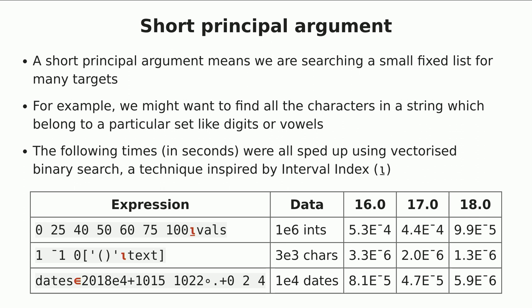And here's another case. I have a list of 6 dates, say Monday, Wednesday, and Friday of the last 2 weeks. And I want to know for each date whether it's one of those. So this is a pretty common sort of thing to do, a short principal argument. And in fact, all of these cases are now implemented using the same algorithm, which was based on just me thinking about how you might do interval index faster. And it turns out that this implementation of interval index is faster than anything you might think of for index of or membership.